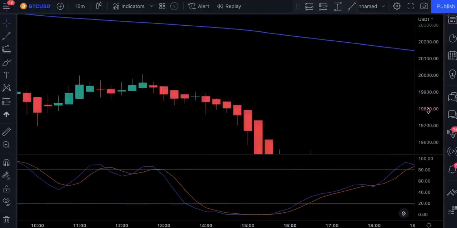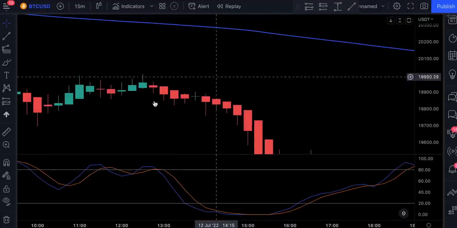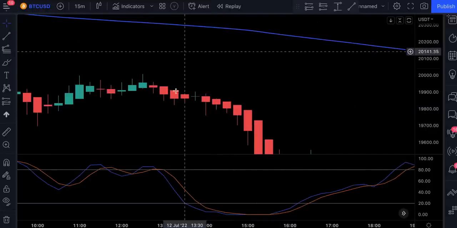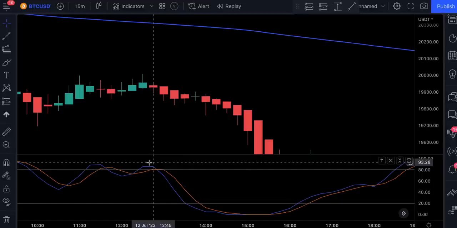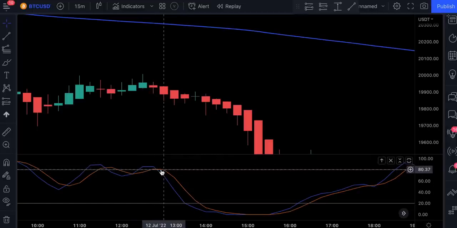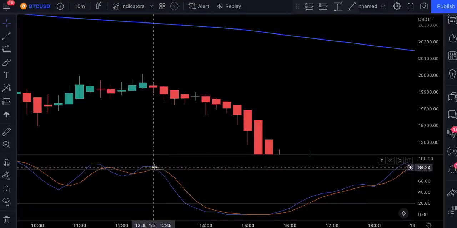For short positions, the rules are exactly opposite. First, the price action has to be closed below the 200 EMA. Second, the Stochastic has to get into the overbought area. This means that at least one of its lines has to cross above the 80 level. Third, we need to have a bearish cross on a Stochastic where the orange line crosses above the blue line.